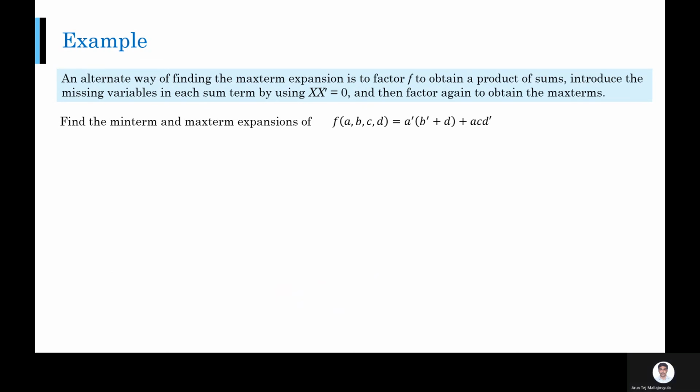Let us take one more example. Again, we want to find the minterm and maxterm expansions of the function. This time we are going to use the maxterm first. An alternative way of finding maxterm expansion is to factor f to obtain the product of sums, and introduce missing variables in each sum term by using x x dash is equal to 0, and then factor again.